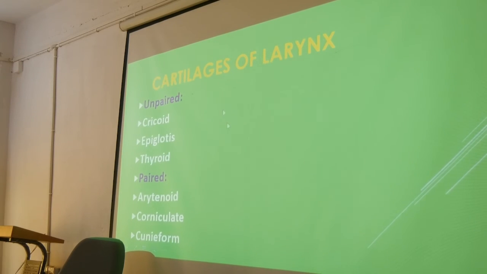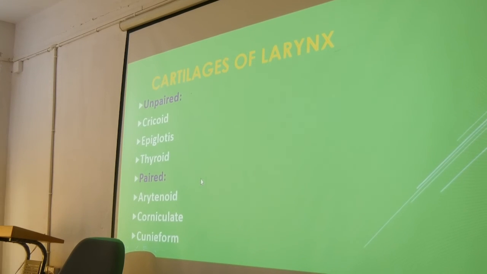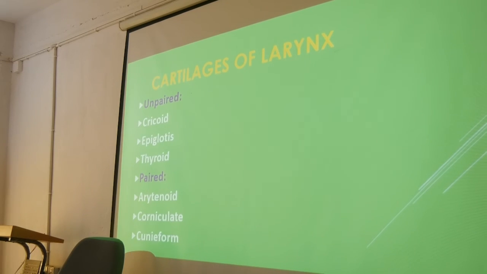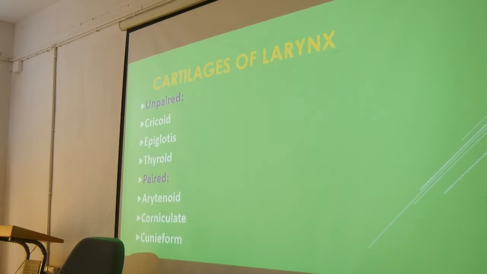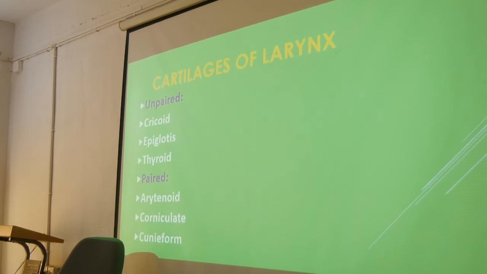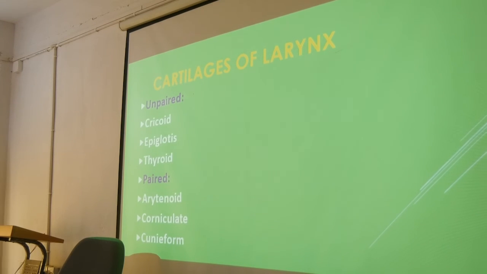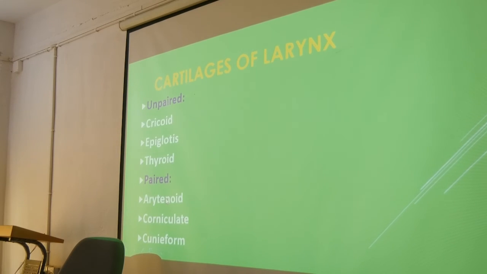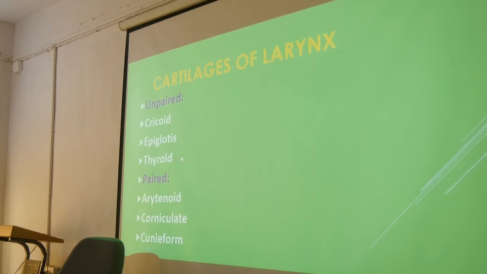So could you tell me which one is the hyaline, which one is the elastic? There are two types of cartilage, hyaline and elastic. Hyaline cartilage could be converted to bone. So which are the hyaline? Cricoid the hyaline, thyroid the hyaline. Remaining all are the elastic. But remember this arytenoid: the apex of the arytenoid is hyaline. So three are the hyaline and the remaining three are the elastic.